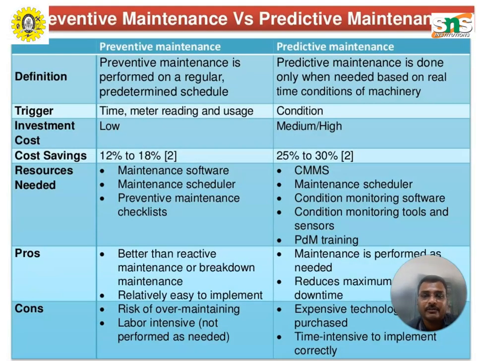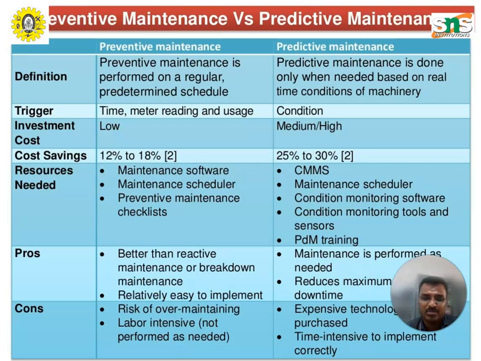Some of the differences between preventive maintenance and predictive maintenance: the definition of preventive maintenance is that it is performed on a regular and predetermined schedule, as shown in that flowchart. Predictive maintenance is done only when needed, based on real-time conditions of the machinery, like physical parts tested with thermographic or thermal tests. Triggering of preventive maintenance is by time, meter reading, and usage, whereas predictive maintenance is condition based. Investment cost is very low for preventive, where we plan periodically.